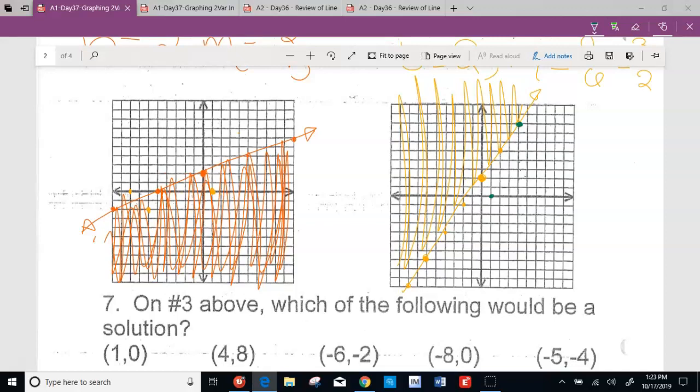Negative 6, negative 2? Yes. How about negative 8, 0? Yes. How about negative 5, negative 4? Yes. Wait, how is negative 6, negative 2 in it? Because if you go all the way 1, 2, 3, 4, 5, 6, down, it's in the shaded zone. All right, so are there any questions about these notes?